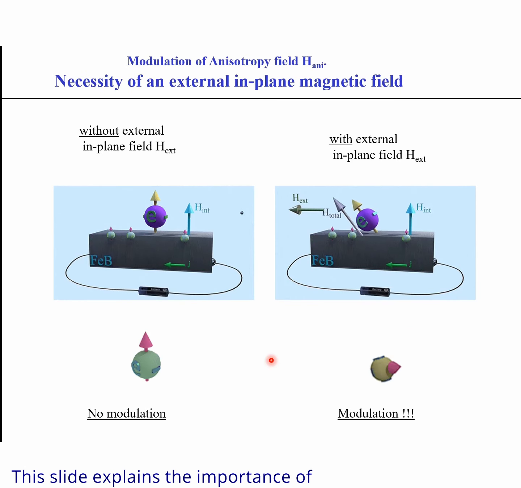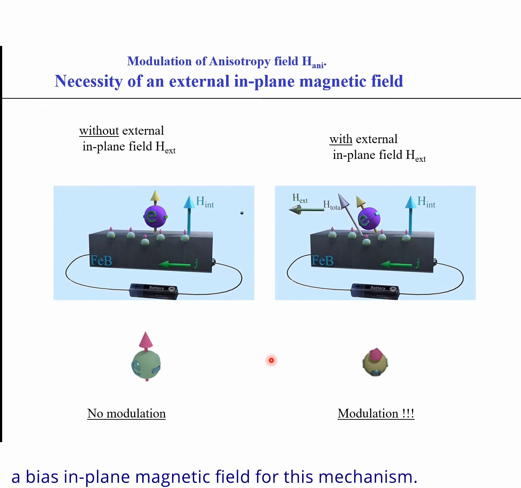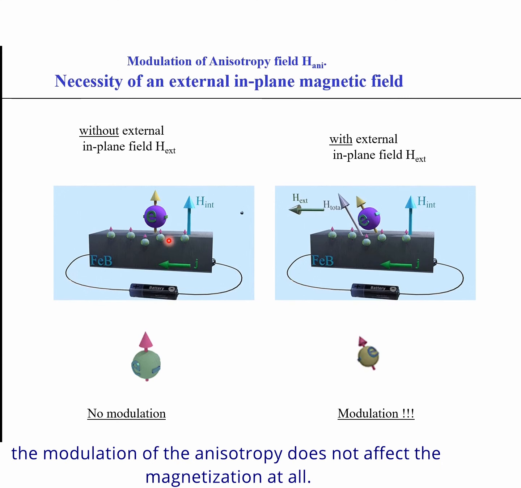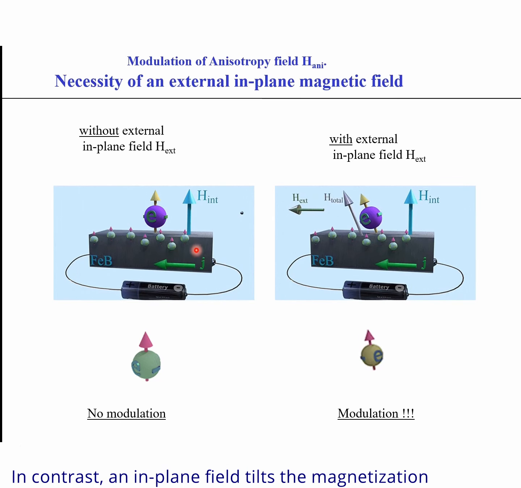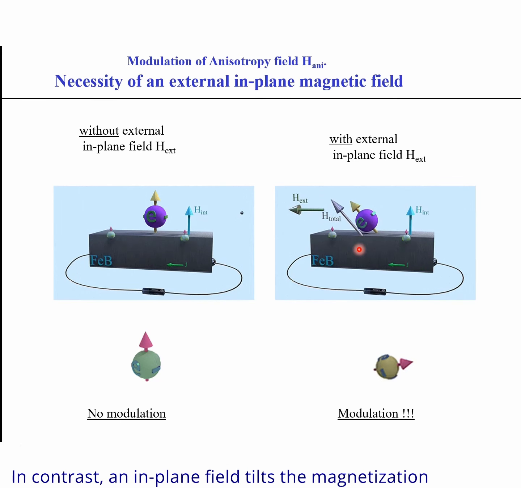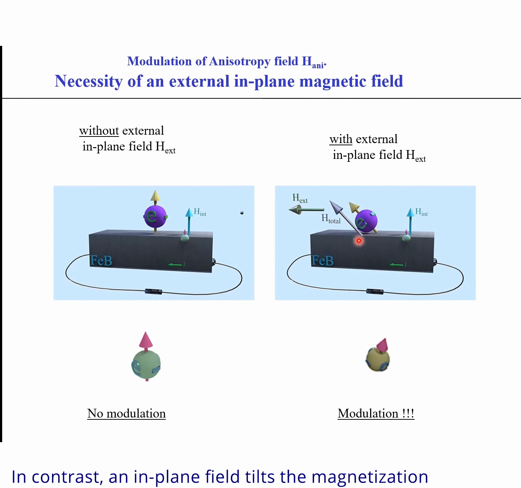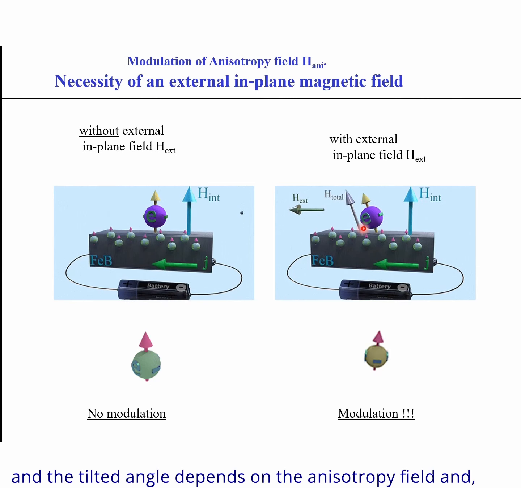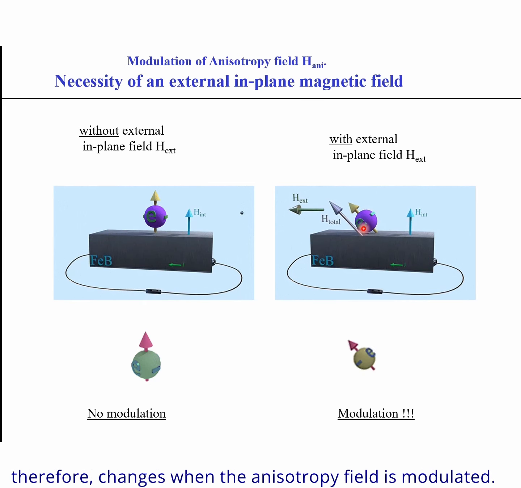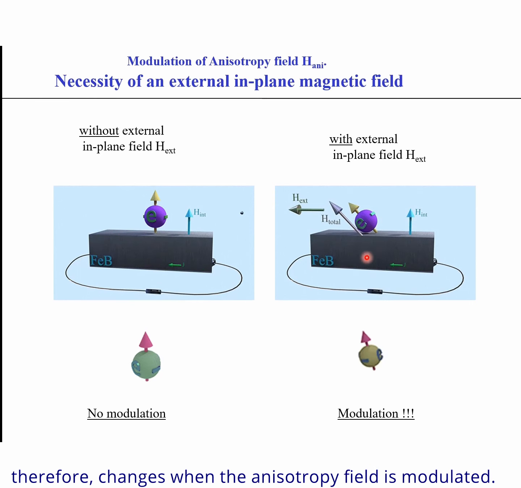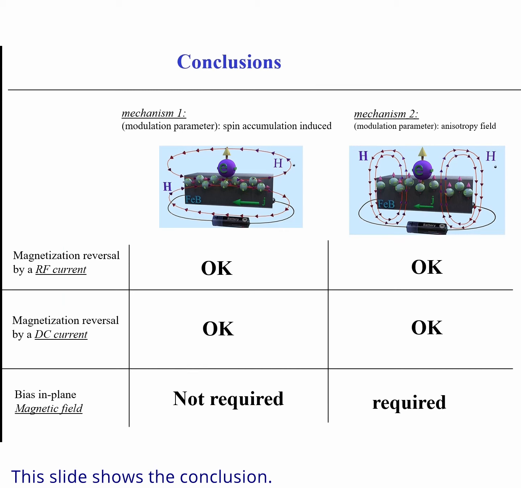This slide explains the importance of a bias in-plane magnetic field for this mechanism. In the absence of an external field, the modulation of anisotropy does not affect the magnetization at all. In contrast, an in-plane field tilts the magnetization, and the tilt angle depends on the anisotropy field, and therefore changes when the anisotropy field is modulated. This is the conclusion.